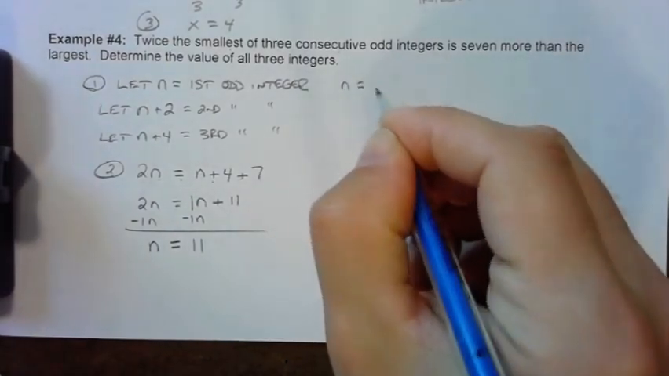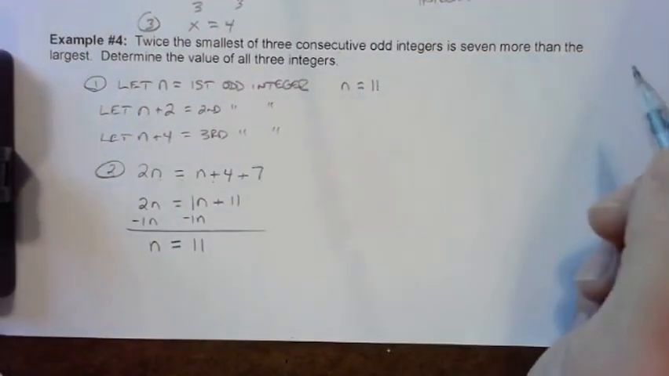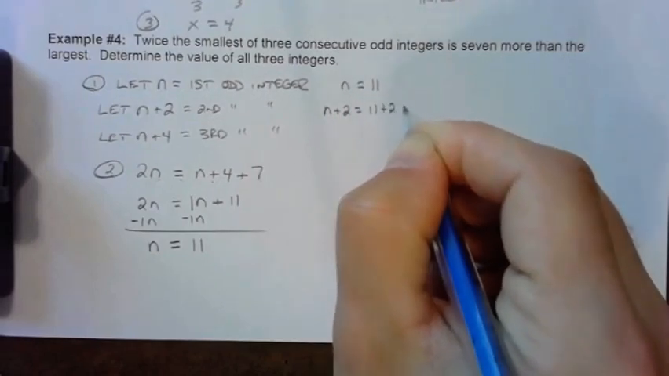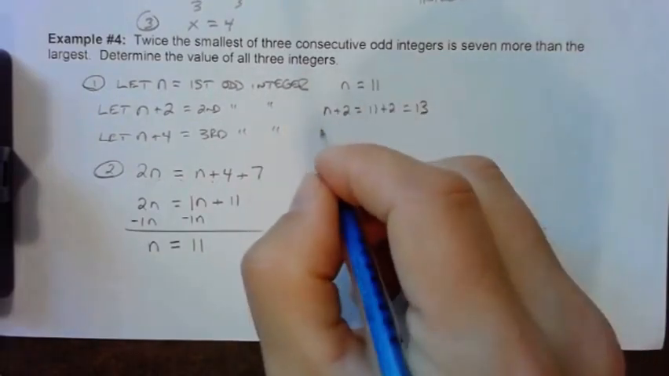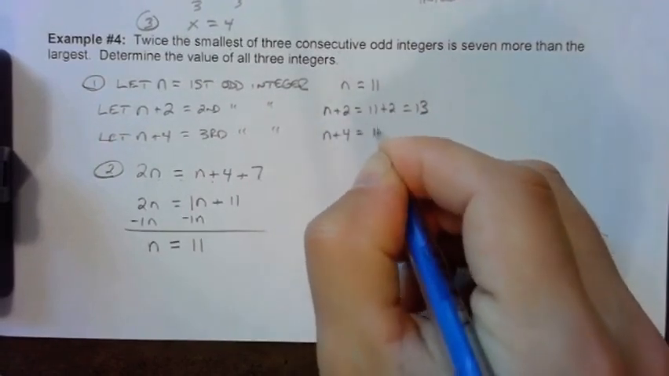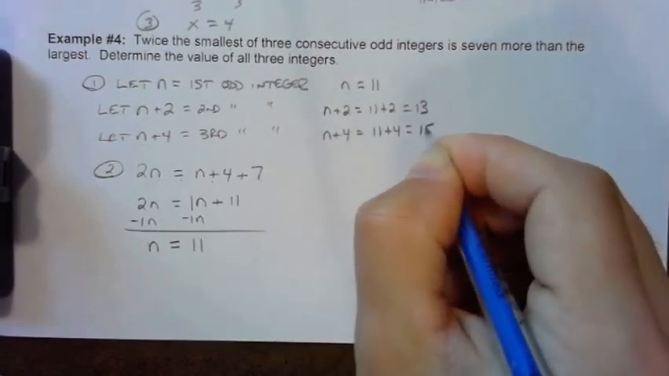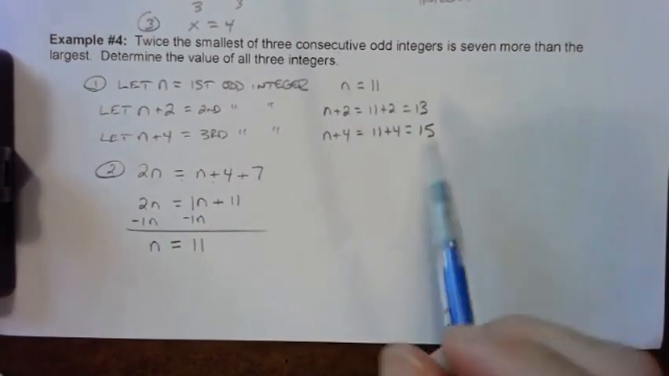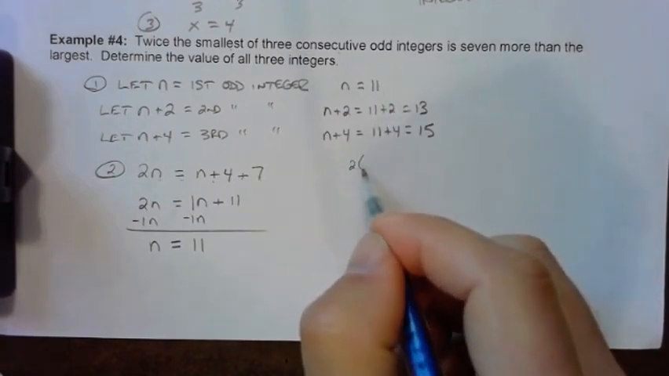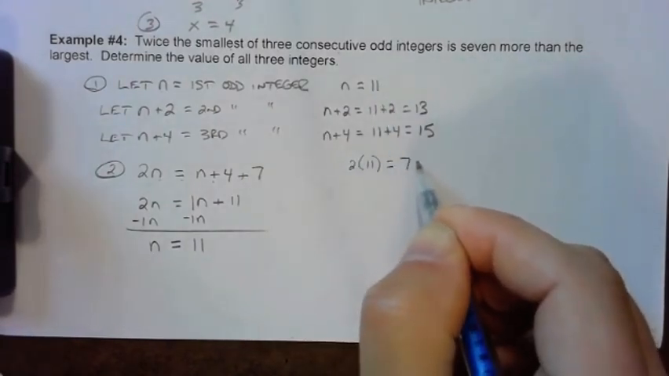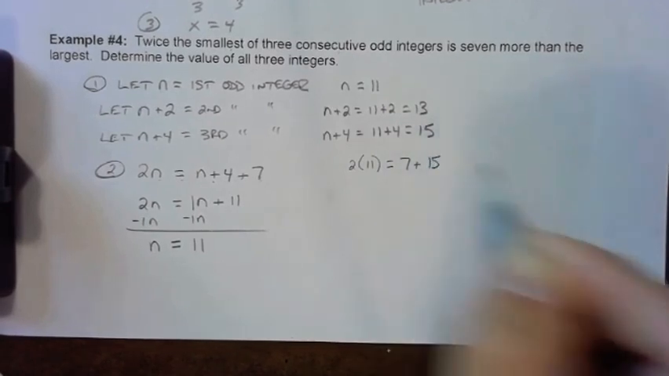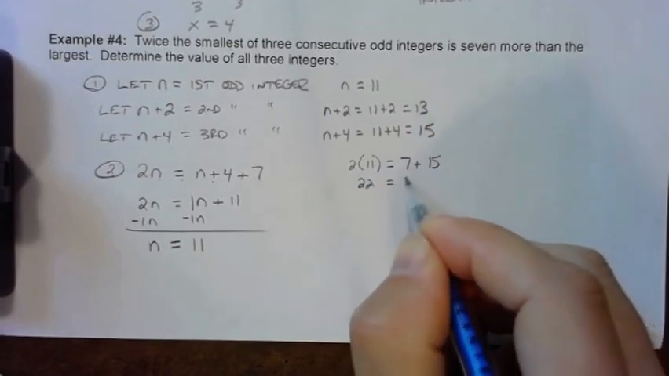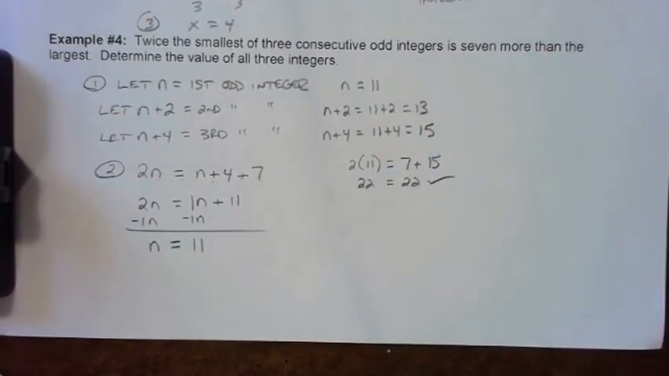So my smallest odd integer is 11. My next integer, n plus 2, becomes 11 plus 2, which is 13. And then my third odd integer, n plus 4, becomes 11 plus 4, and that equals 15. Let's see if these numbers work for the conditions of the problem. Twice the smallest, 2 times 11, is 7 more than the largest, and the largest was 15. Well, 2 times 11 is 22, and 7 plus 15 is also 22, so that works out.